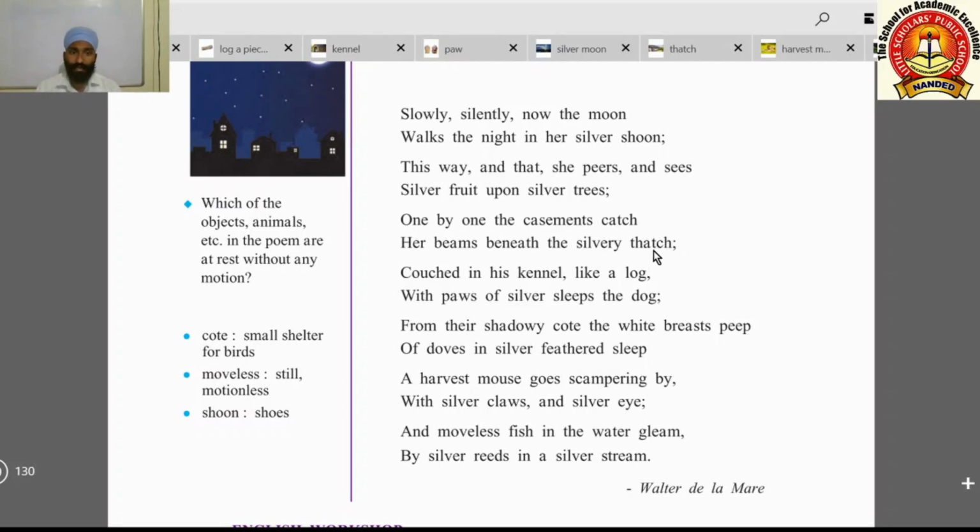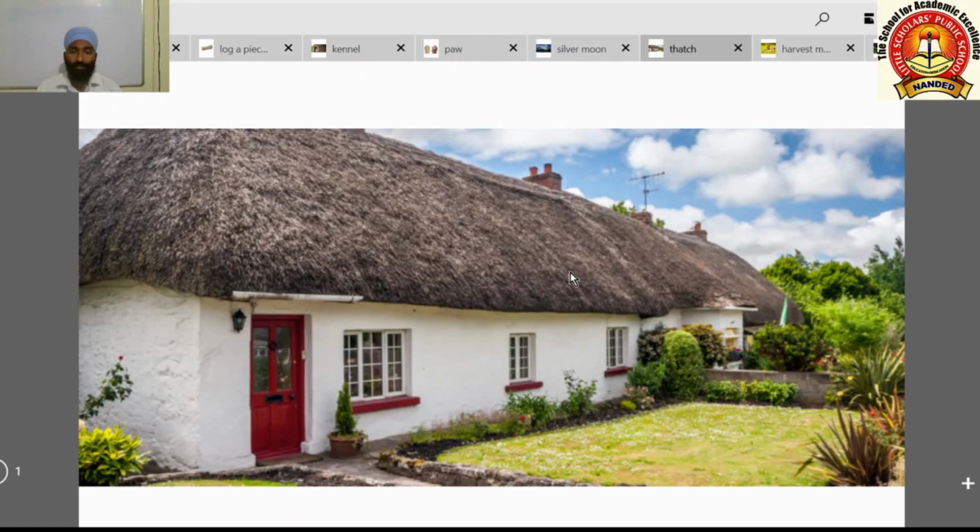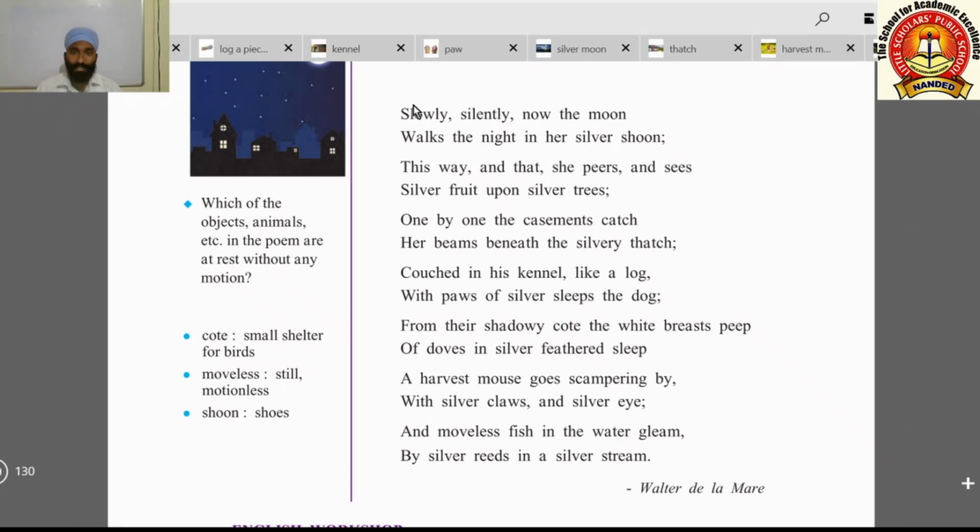Thatch. This thatch is a type of hut house. You can see this in the image. This is a type of thatch. Dried grass is placed over the roof, and this is how the thatch is built. So below that thatch these windows are there. Casements of windows are looking silvery due to the beam or the moonlight.